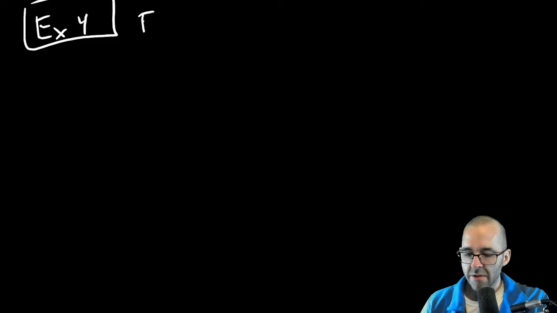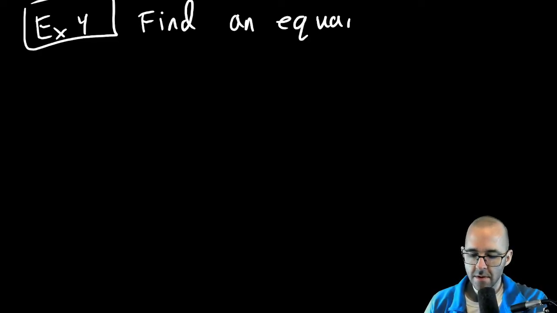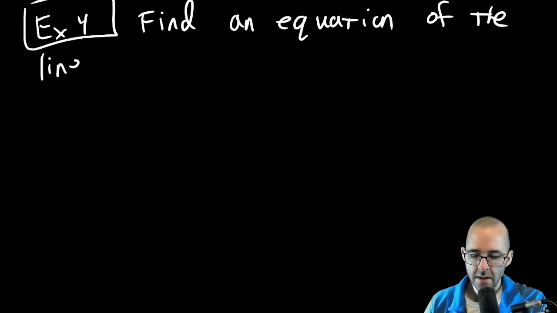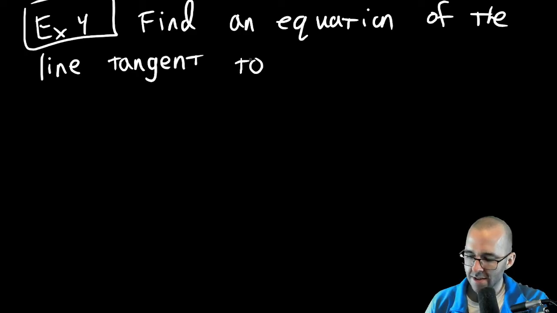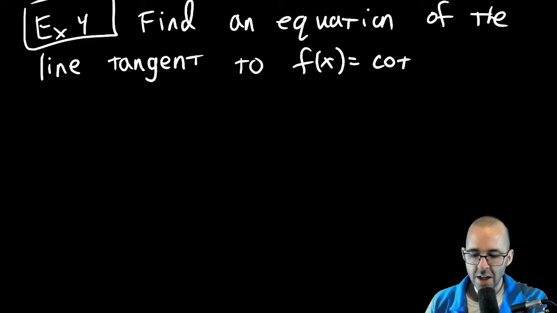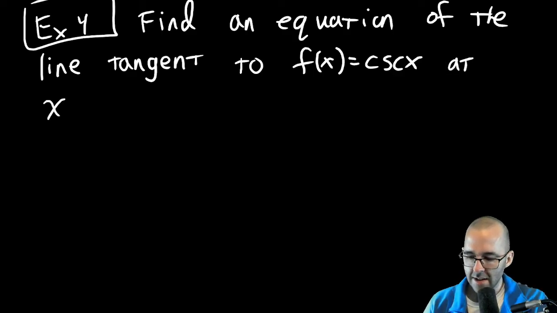Example 4, find an equation of the line tangent. Oh, we love tangent lines. To f of x equals cotangent of x. Let's change it. Cosecant of x at x equals pi over 4.